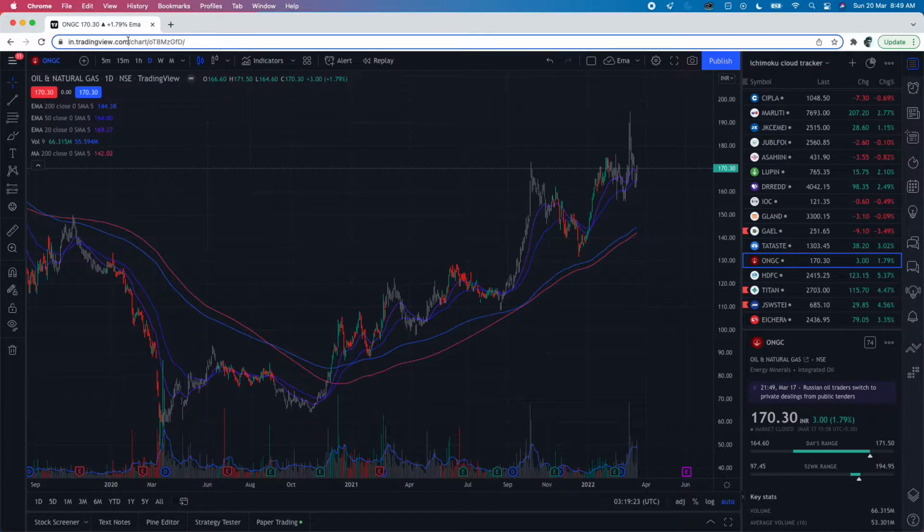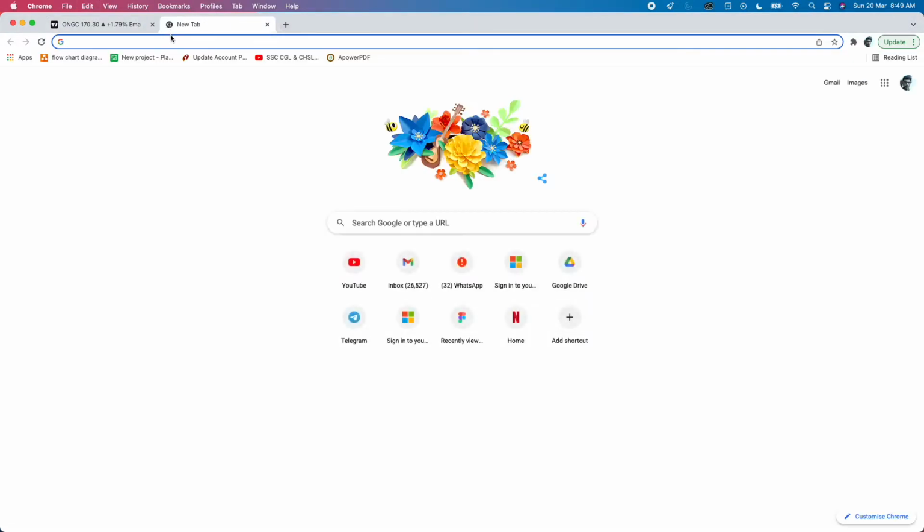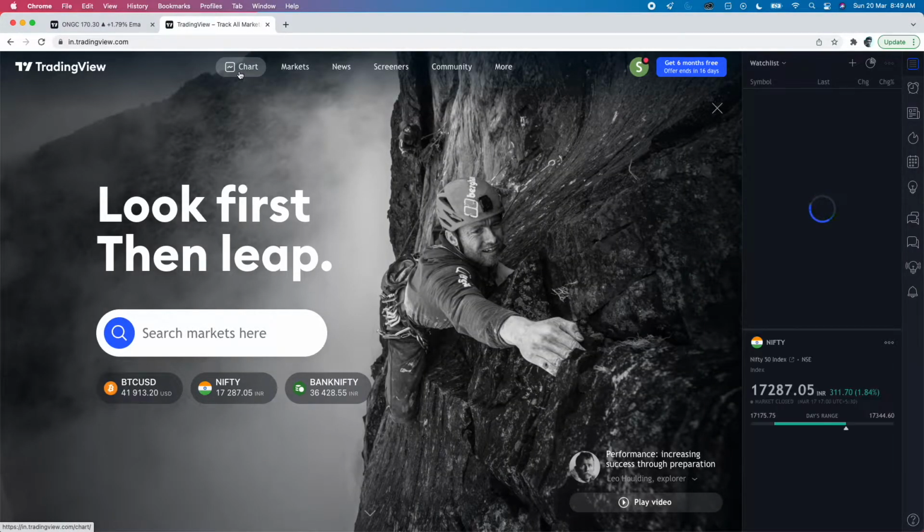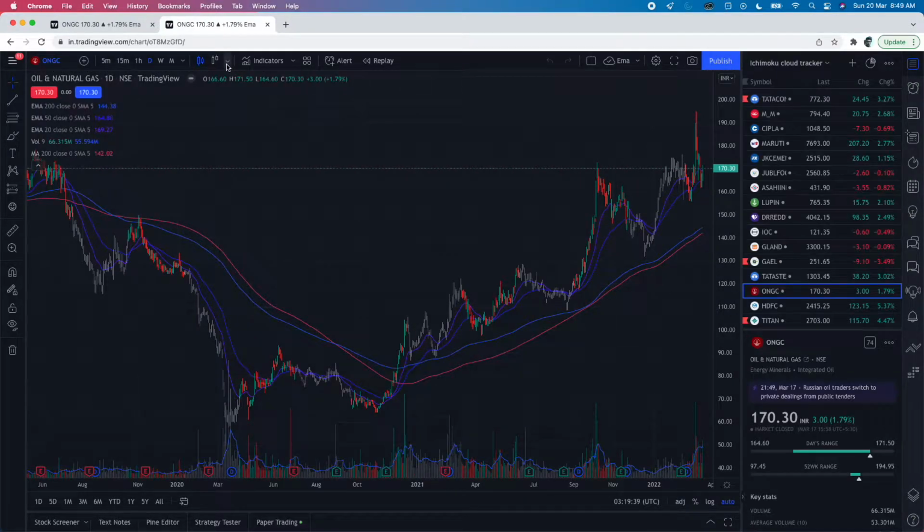First of all, you need to go to tradingview.com. Here, if you log in, you'll see charts. So if I just open it for you once more, there we have a chart option. You can click on it and we'll just enter the chart. Let me close this one. Okay, it's the same thing.